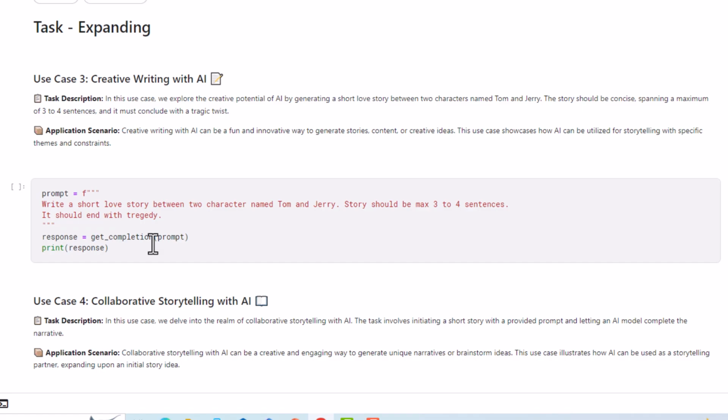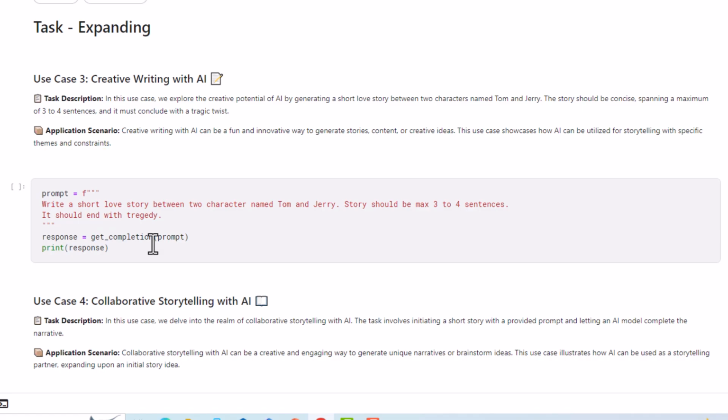The next task we will look into is called expanding. Within expanding, the use case we'll look into is called creative writing with AI. Now, this creative writing is important in areas of the media industry where you want to generate stories, content, or creative ideas. This you can do theme-wise and constraint-wise.